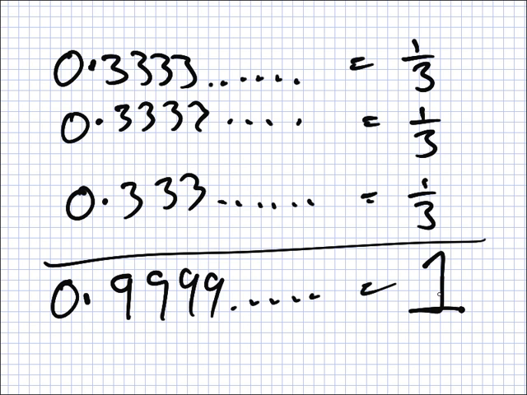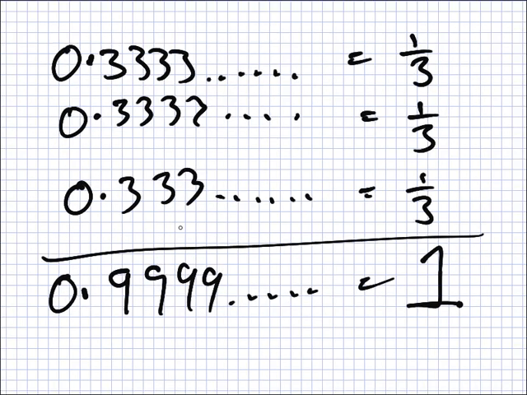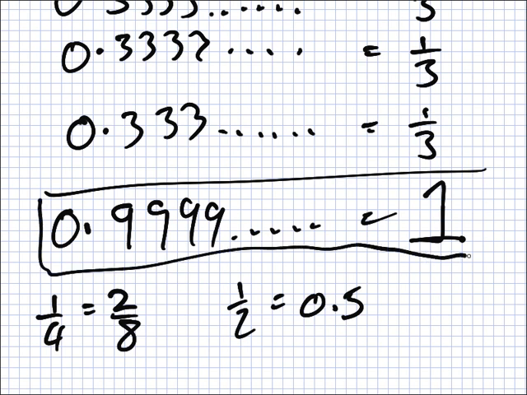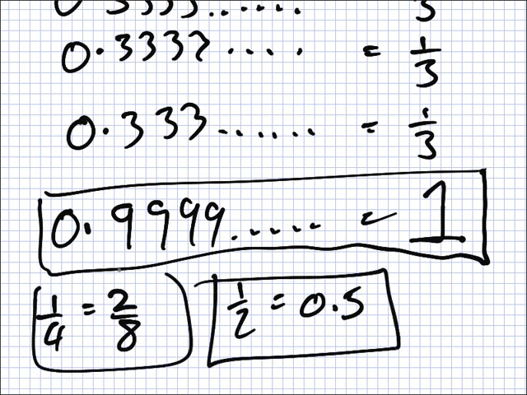Now, this is important. You know the way you say, for example, 1/4 is equal to 2/8? They're the same number. You don't say it's nearly the same or almost the same. They're exactly the same. Likewise, 1/2 equals 0.5. Is that nearly the same? No, it's exactly the same. And in the same way, it's difficult maybe to accept, but these two are the same number.